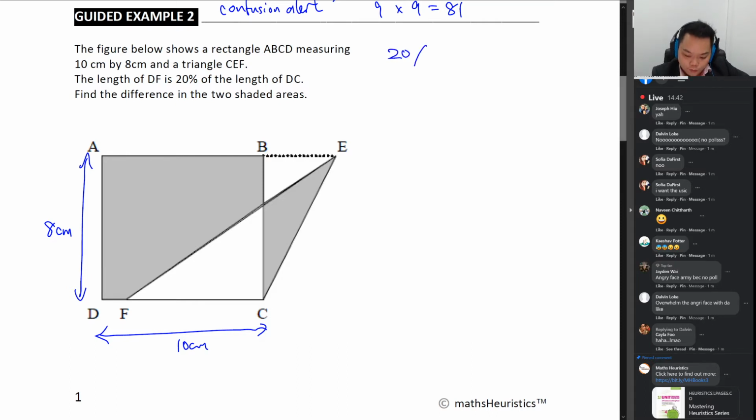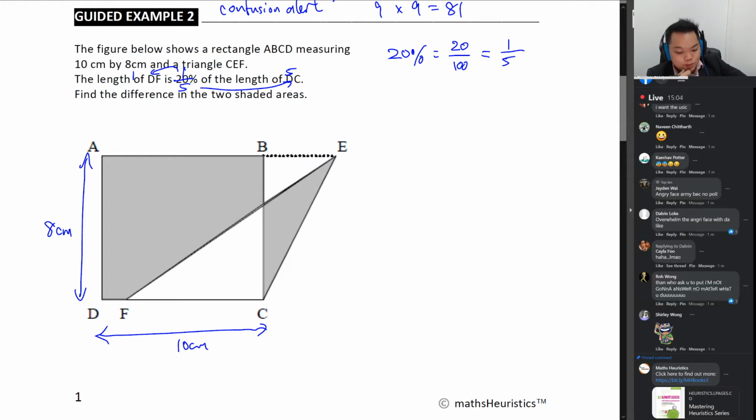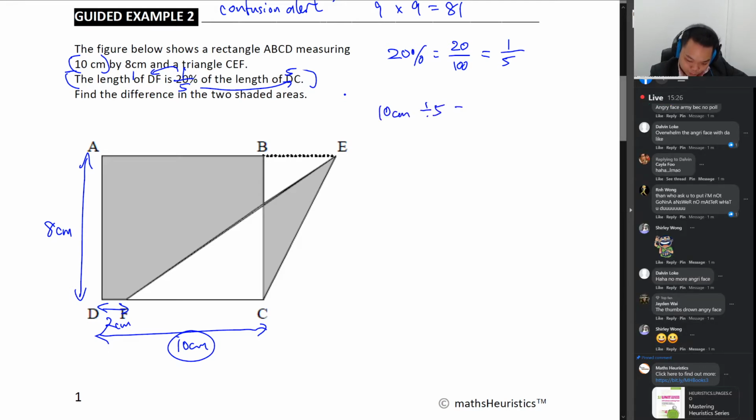So even for spatial visualization questions, you want to change these percentages into fractions first and then allocate your units. This will make it easier for you to interpret the problem. So let's just try to simplify this first. Now if this whole length is 10 cm, this length here is 1 out of a total of 5, which means that this is 4. Then we can say that DF has to be of length 2 cm. Okay, simplify the problem first.